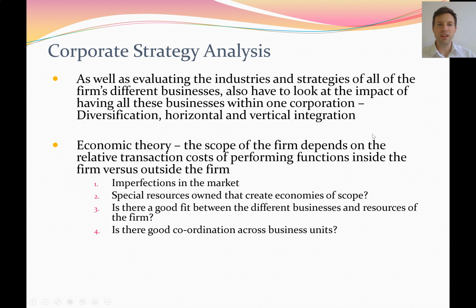So the theory is that the scope of the firm depends on the transaction costs of performing different functions, either inside or outside of your firm, what you're specialized in compared to what you might outsource to other firms. And depending on what industry you're in and what sort of imperfections there are in the market and resources required, different firms will choose to do different things in-house compared to outsourcing and transacting with other businesses.